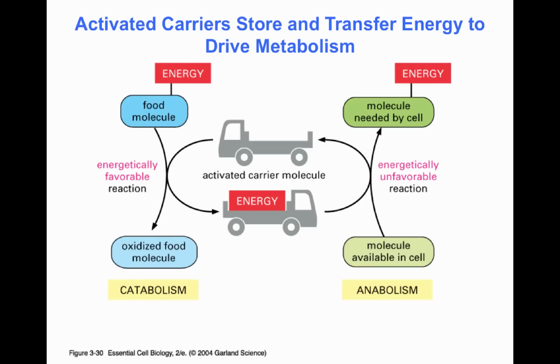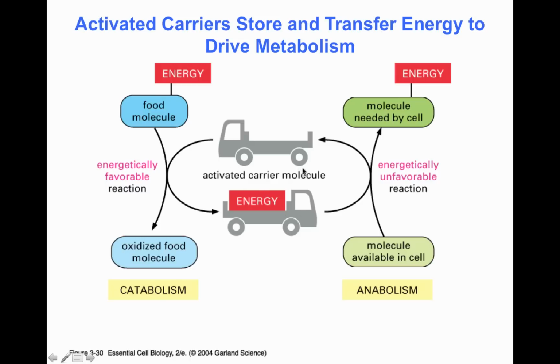Now, those electrons are usually carried by activated carrier molecules. Illustrated in this image from chapter 3, what we have here as a truck is the carrier molecule that is going to be moving the cargo of energy back and forth between two different reactions. So for example, here you have a food molecule, and that food molecule is carrying energy. That energy is being carried between the bonds of the food molecule, in particular the carbon bonds. In an energetically favorable reaction, that food molecule will be oxidized, meaning that it's going to be donating the electrons, or donating the energy in this case.